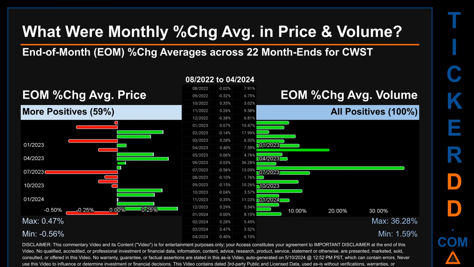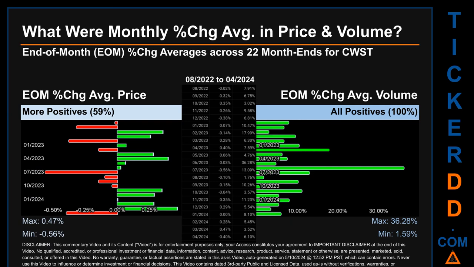From 08/2022 to 04/2024, 13 out of 22 month ends had a positive percentage change in average price. That is 59% of month ends saw a positive percentage change in average price. In terms of volume, 22 out of 22 month ends had a positive percentage change. That is 100% of month ends saw a positive percentage change in average volume.